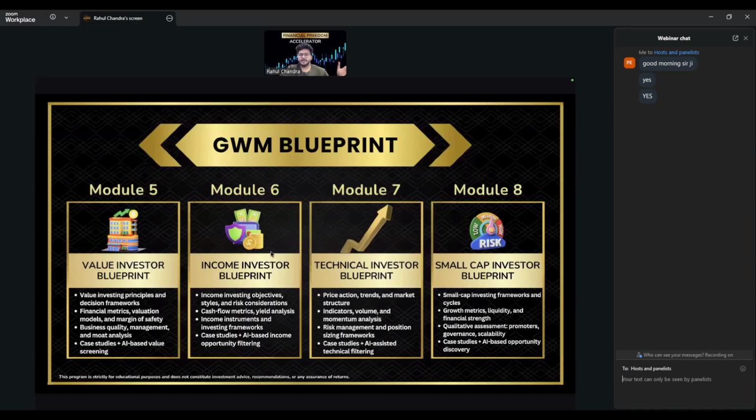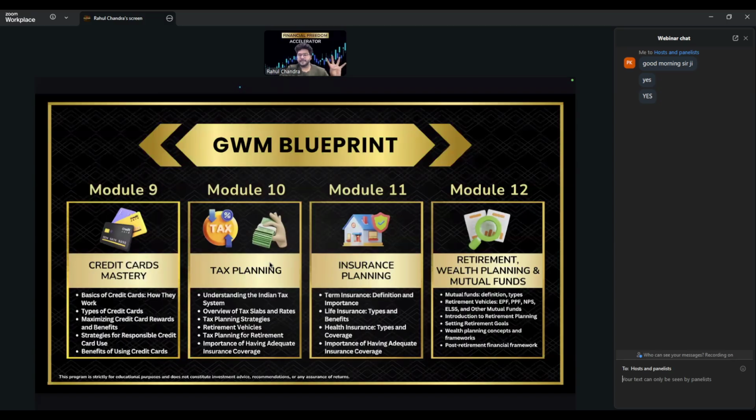And then in the last month, we cover four personal finance concepts. One will be on credit card mastery, tax planning mastery, insurance planning, and retirement, wealth, and mutual fund planning. Credit cards, I think it goes without saying, once used right in a proper portfolio format, you can actually get a lot of benefits. Also, what are the things that you should not do with your credit card? So we have a proper credit card expert who's going to come and teach you this.